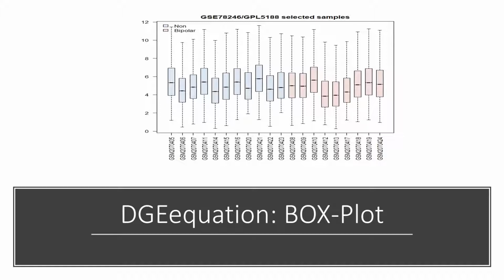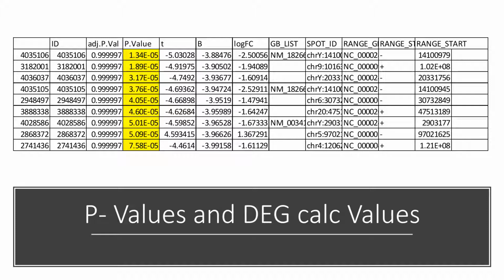A differential gene expression analysis was carried out for this particular study, and the box plot obtained as a result is as follows. This slide shows the p-value of the differential gene expression calculations, which clearly says there was a significant result, with the least p-value obtained for the ID 4035106.